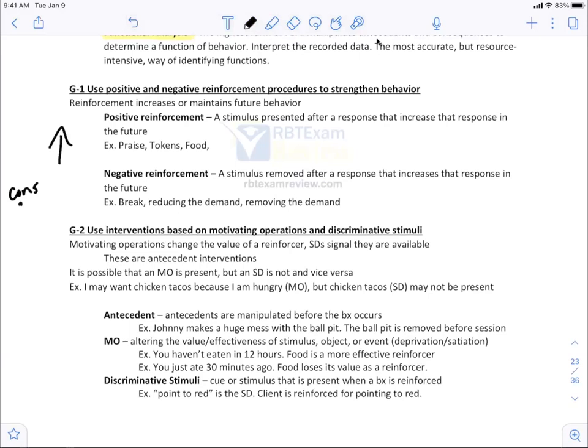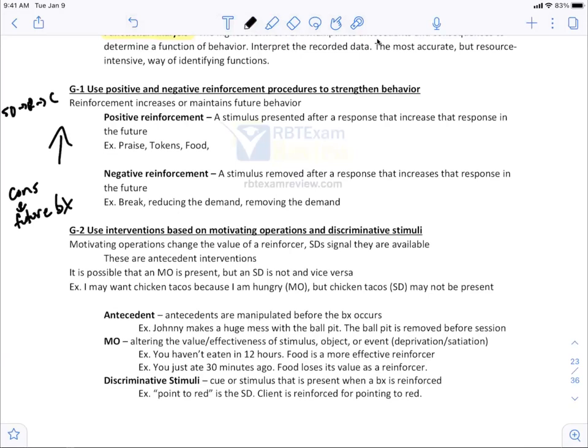Consequences affect, okay, future BX, right? So how does it work? We have our SD, we have our response, and our consequence. That consequence comes after the present behavior. The consequence affects the future behavior. That's how you know if something is reinforcing, punishing, or nothing.